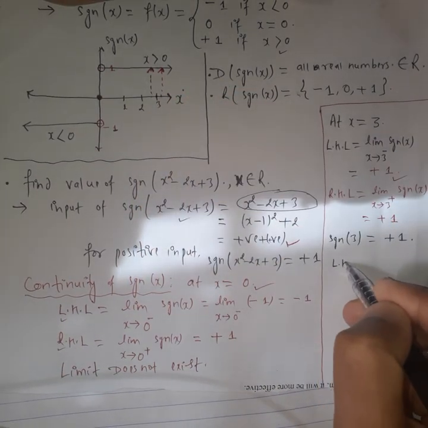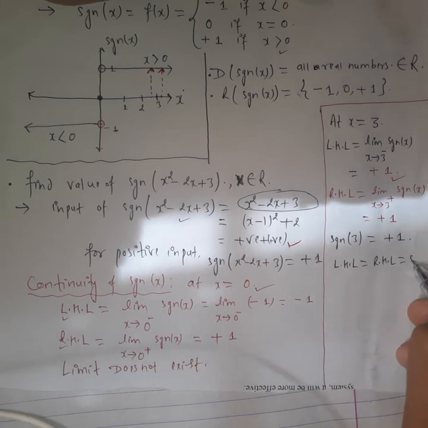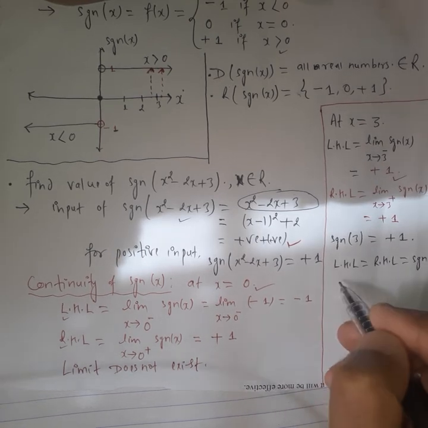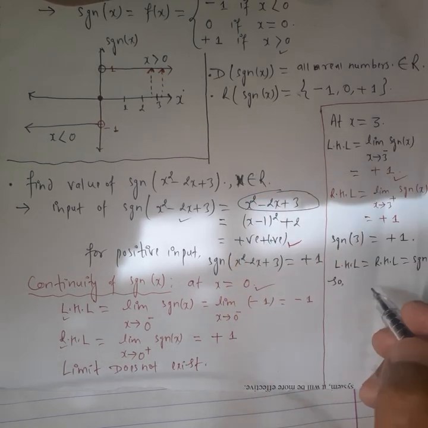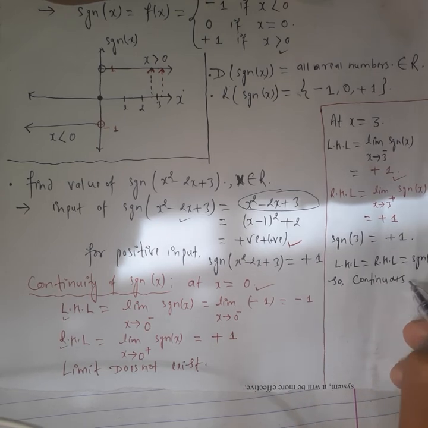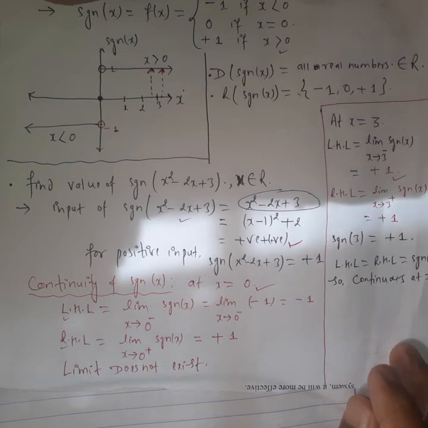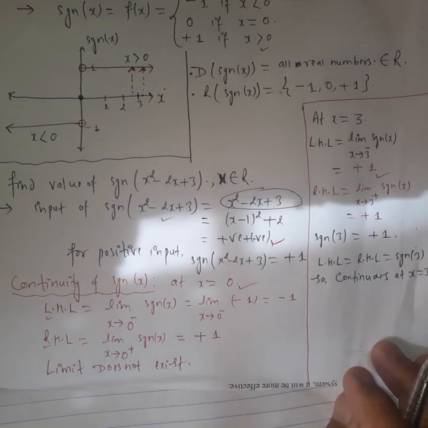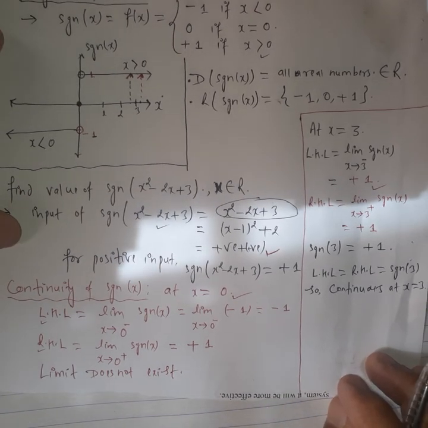Here the left hand limit is equal to the right hand limit, which is equal to the function value, so it is continuous at the input x equals 3. Here we calculated the continuity of the signum function from the definition of limit.